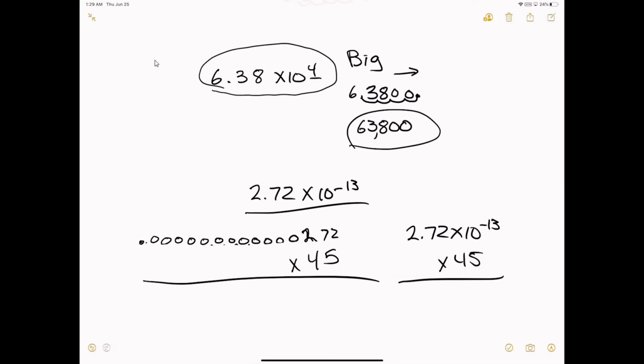So look at the assignment. Try to do as many of those as you can. And that's it for today.